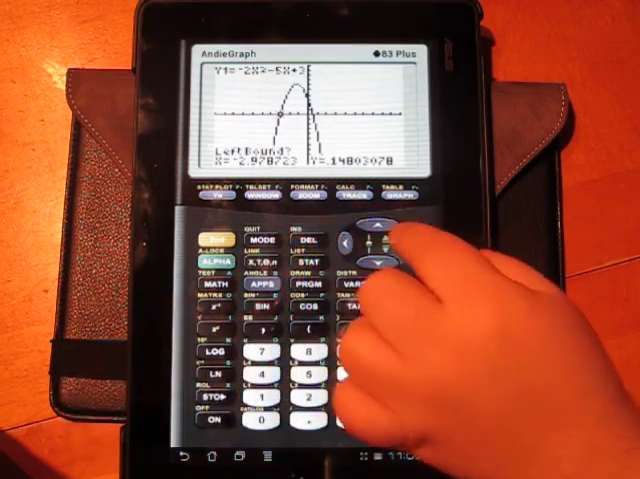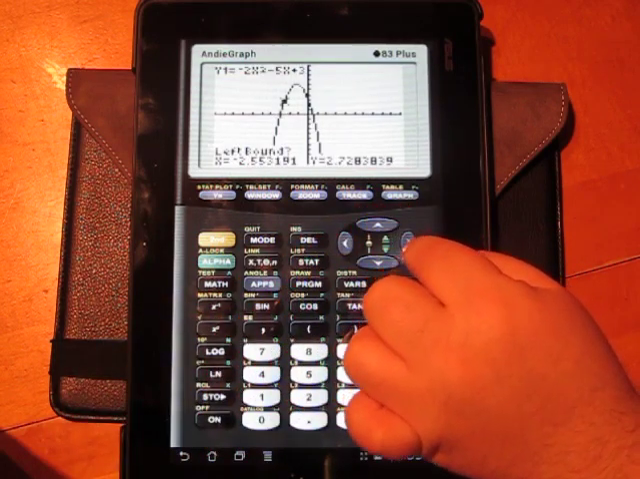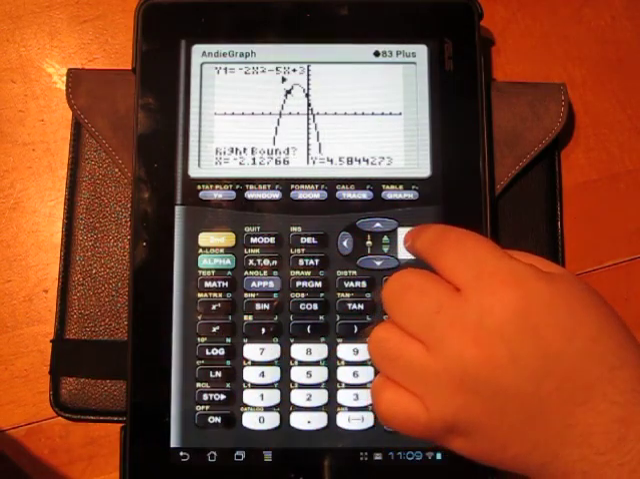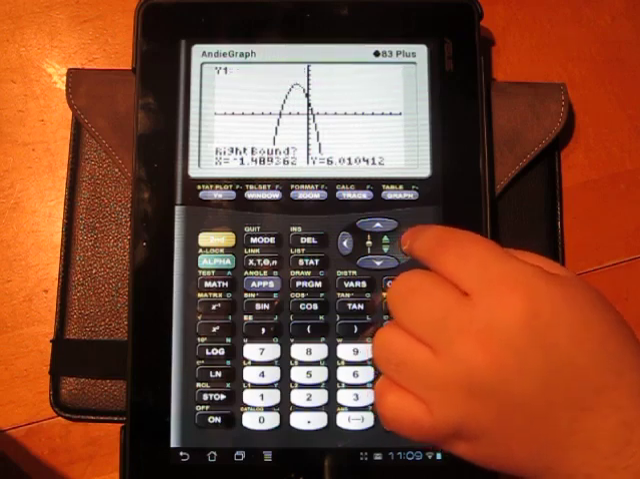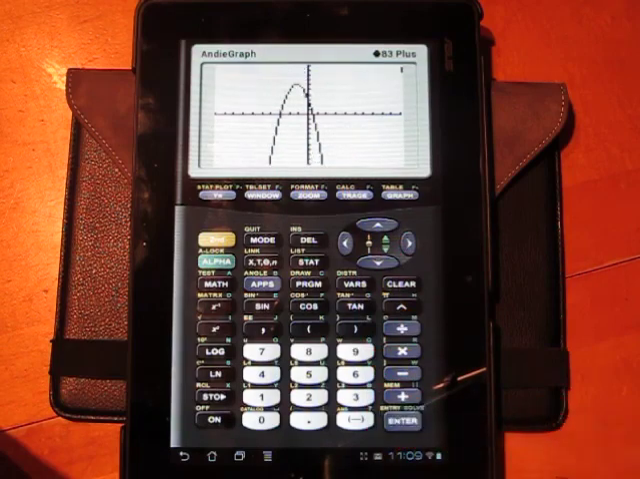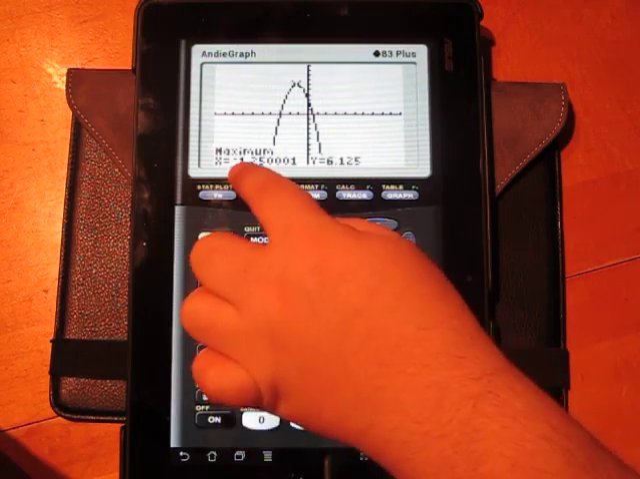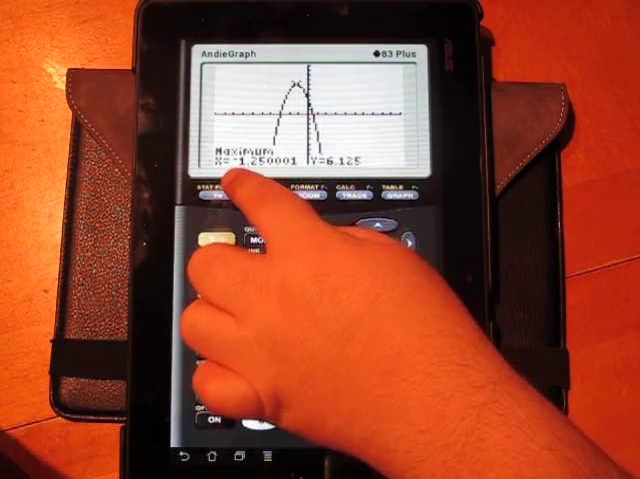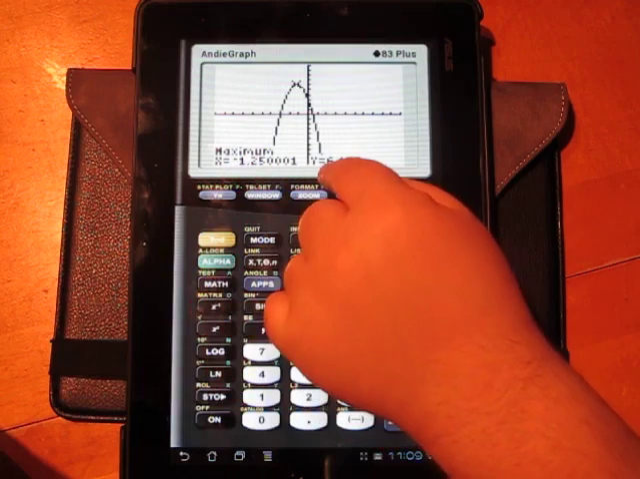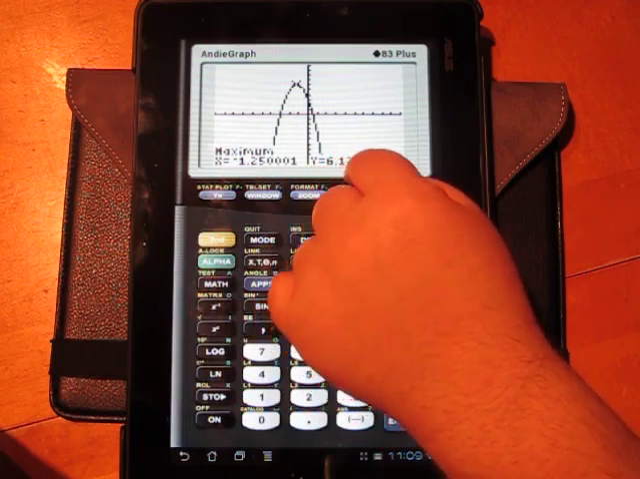Then once again, we do the left bound, right bound thing. Well, my maximum, I'm left of it here, enter. And I am right of it here. Okay, hit enter again. Takes a little bit longer. It tells me my maximum point is x is about -1.25, and y is 6.125.